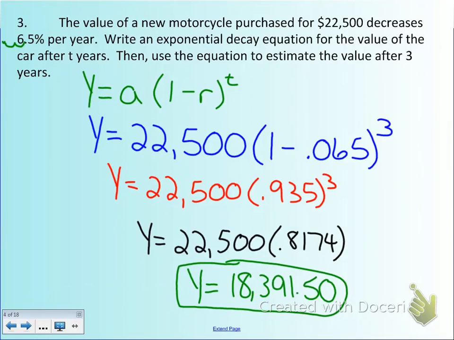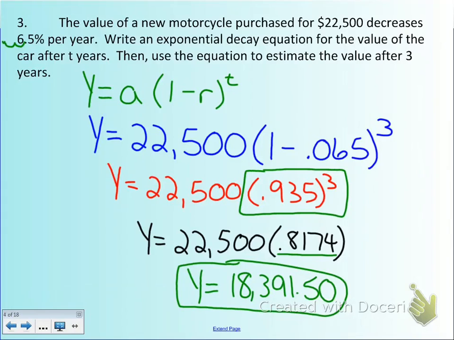Now, you need to remember order of operations. A couple of us were having issues with this on our last quiz. We need to make sure we do the exponent part here first. So we need to do 0.935 to the 3rd power. We get 0.8174 out. Now also, make sure you're putting enough decimals. Don't just round that to 0.8.